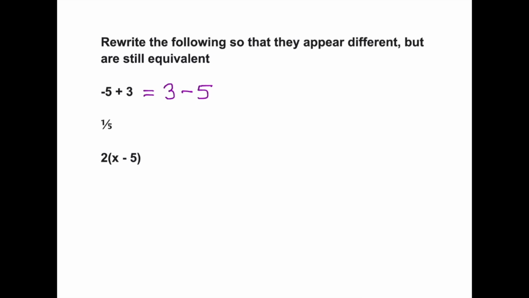On the middle one, we could take 1 divided by 5, or we can find an equivalent fraction to tenths. 5 times 2 gets us 10, so 1 times 2 is 2. That's read as 2/10. You could also write 2/10 as a decimal. So these two are equivalent. And then finally, on this last one, you could use the distributive property to multiply 2 times x, which is 2x, and 2 times -5, which is -10.